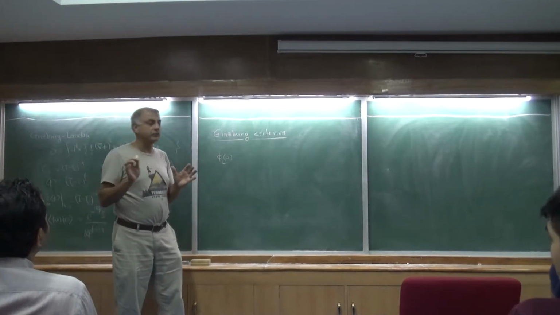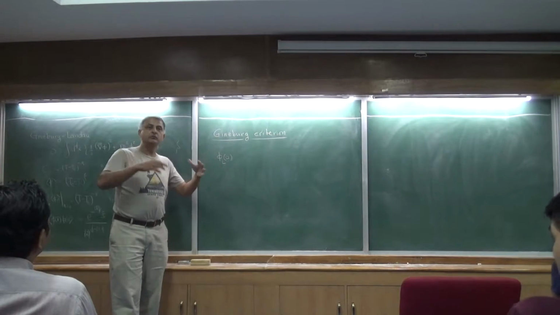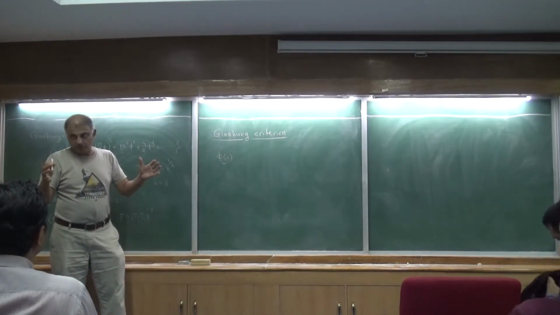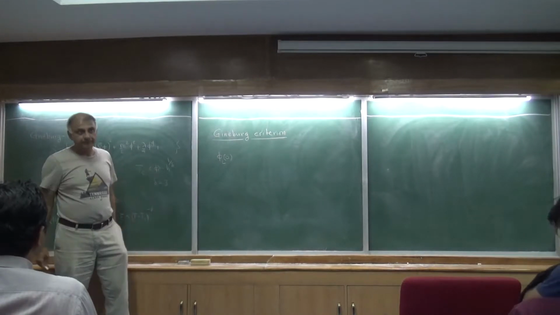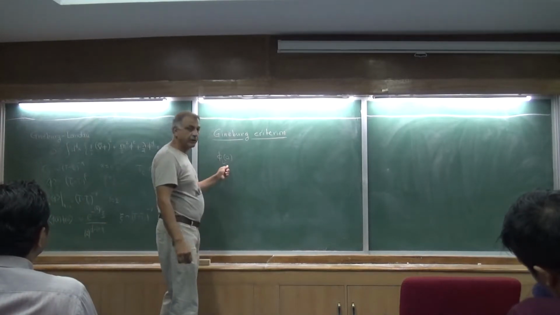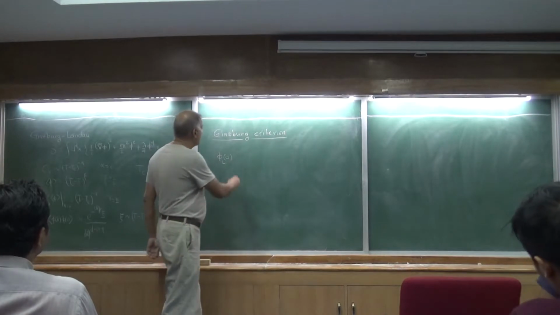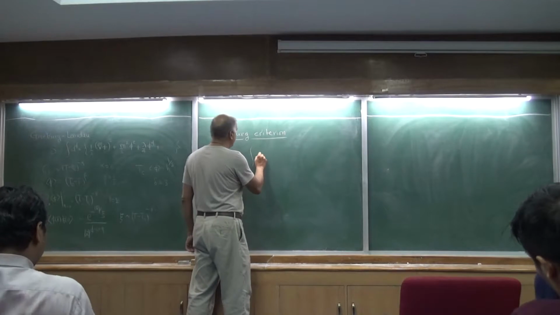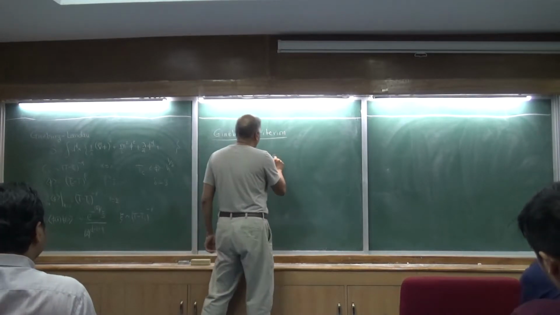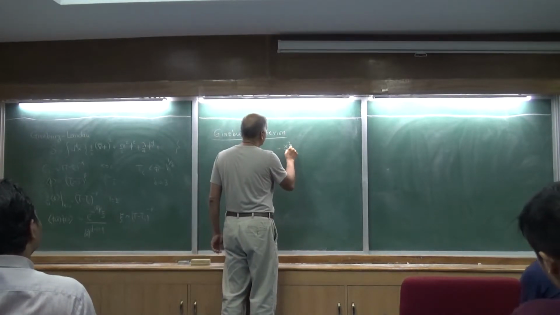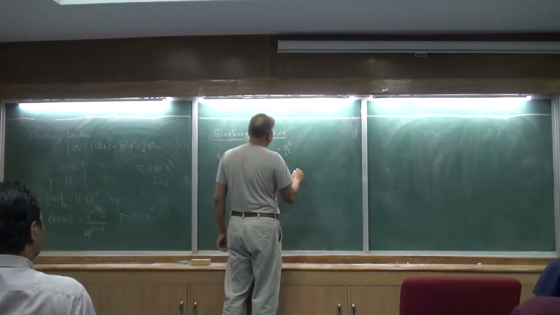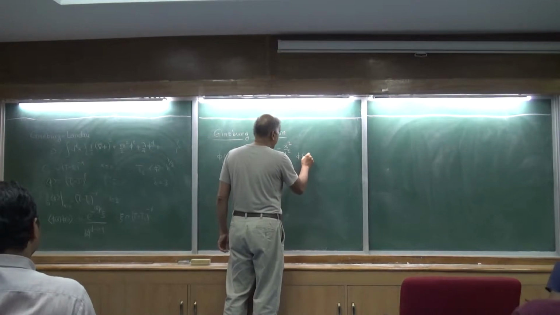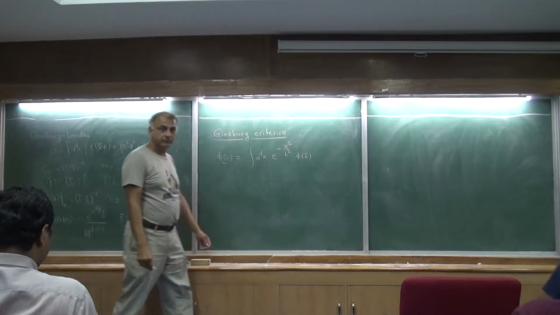What's a correlation volume? A correlation volume is a d-dimensional volume with sides of the order of the correlation length. That's the correlation volume. But let me define it for an arbitrary L here. So I'm going to define it as follows. Let's take the integral of d^d x e to the minus x squared over L squared, times phi of x.